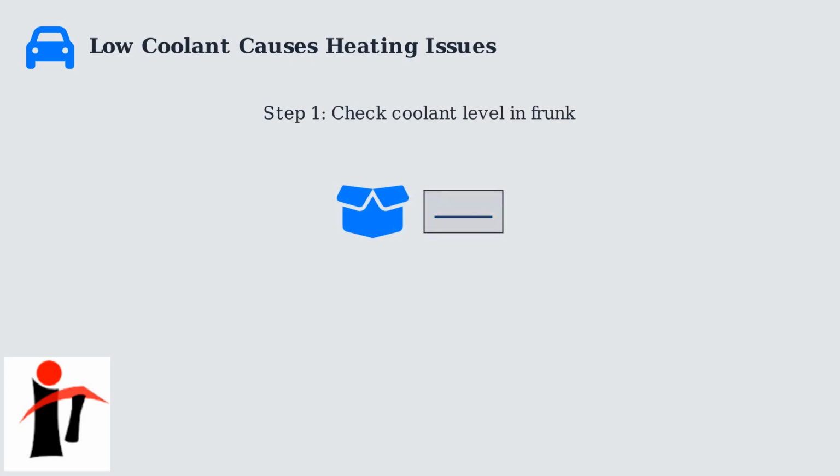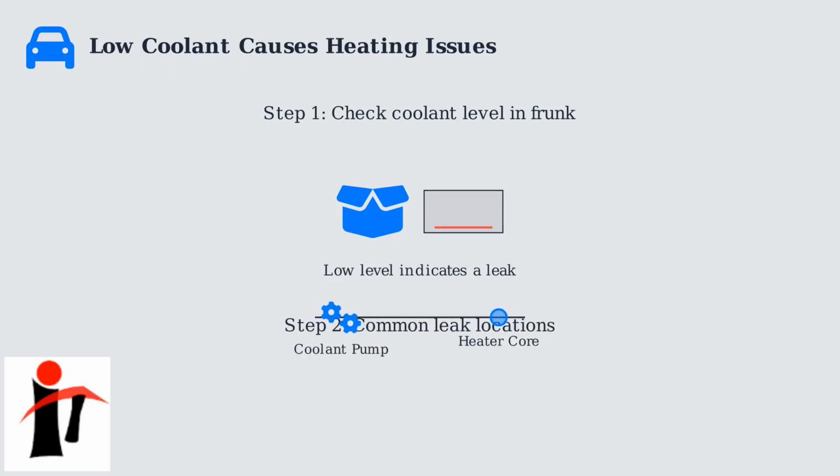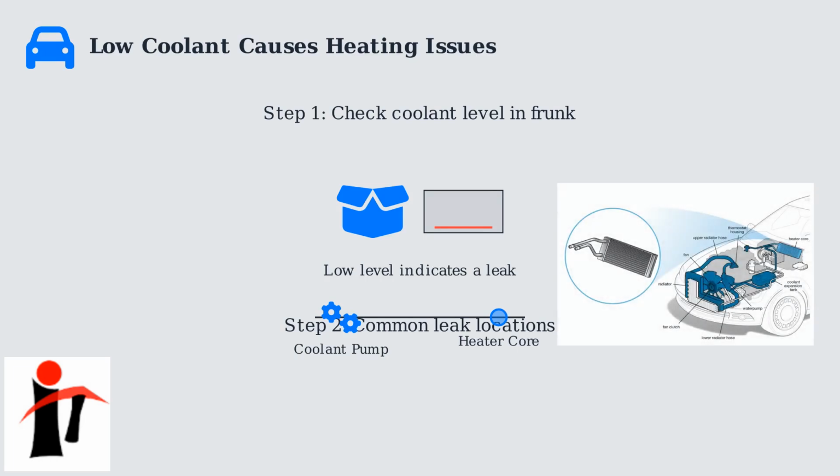First, inspect the coolant level in the frunk, which is the front trunk area. Open the frunk and locate the coolant reservoir cap. If the coolant level is below the marked lines, it indicates a potential leak somewhere in the system. Common leak points include the coolant pump, which circulates the fluid, and the heater core, which transfers heat to the air. To visualize the coolant pathway, here's a schematic of the system.